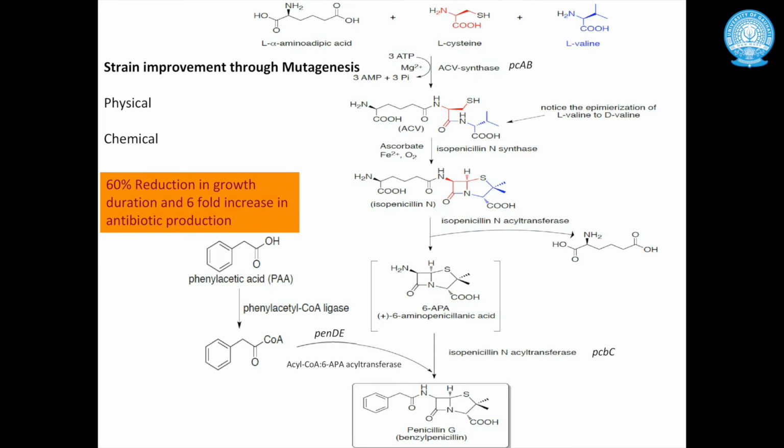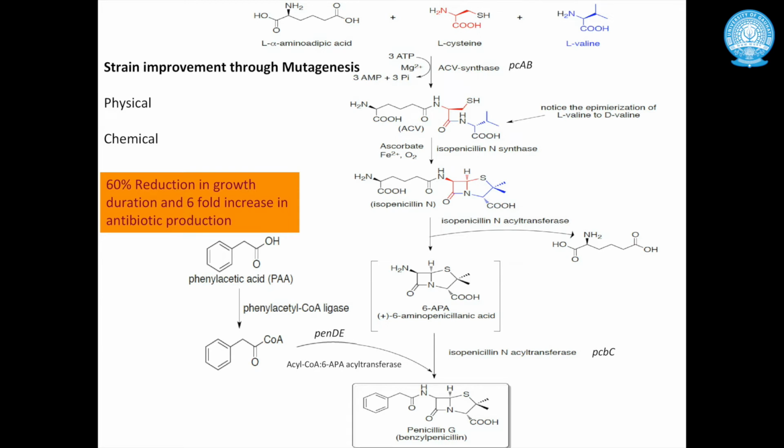6-amino penicillanic acid is converted into penicillin G in the presence of isopenicillin N acyl transferase. This gene is encoded by PCBC, and penicillin G can also be produced from phenylacetic acid after converting it into a ligated intermediate in the presence of phenylacetyl-CoA ligase.